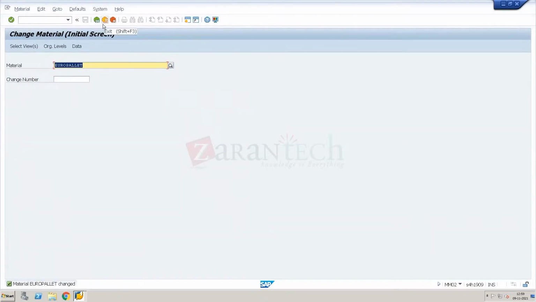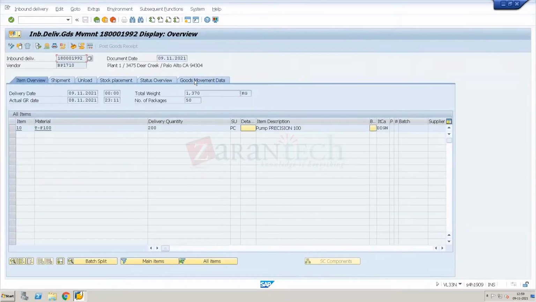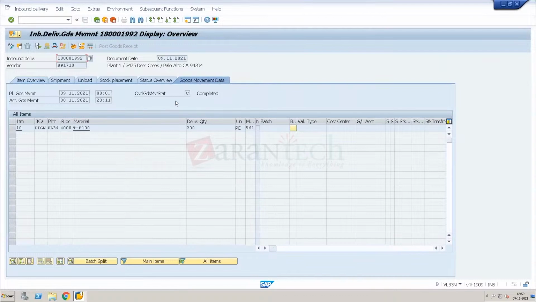I think one thing we have not checked is whether the receipt has posted in ERP or not, because in outbound, it will create outbound deliveries. Just want to make sure the availability is there. Yes, the goods receipt has been posted. 561 has been posted.